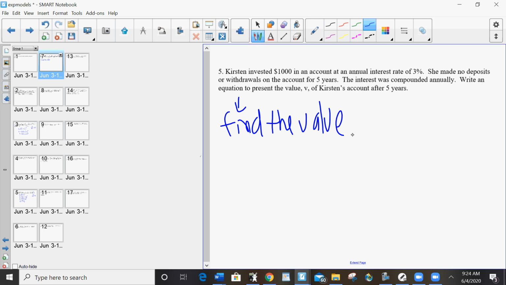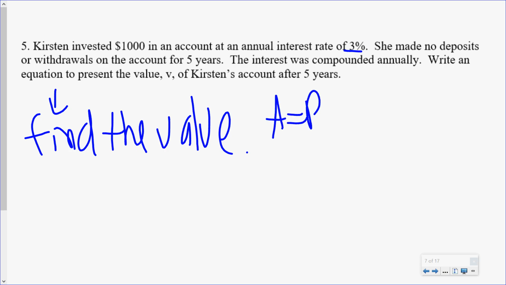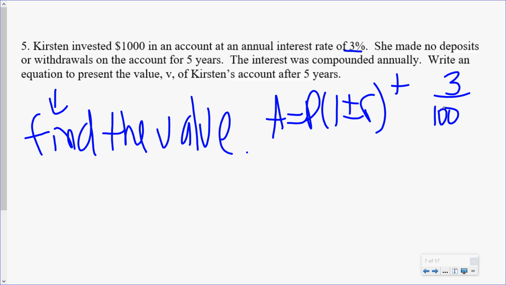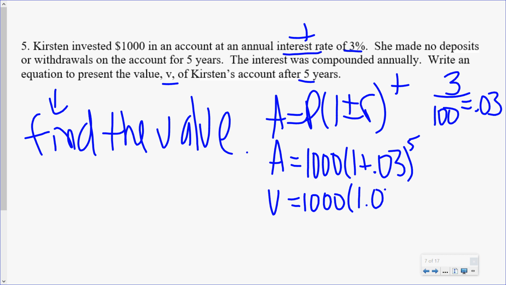Okay, because I'm increasing or decreasing by a percent, principal parentheses 1 plus or minus the rate to the power of time. Don't forget to divide the rate by 100, yo. Interest is always plus, so the principal or initial value is 1,000. 1 plus 0.03 to the power of 5. It wants V, so I'm just going to call it V equals 1,000. 1 plus 0.03 is 1.03 to the power of 5.